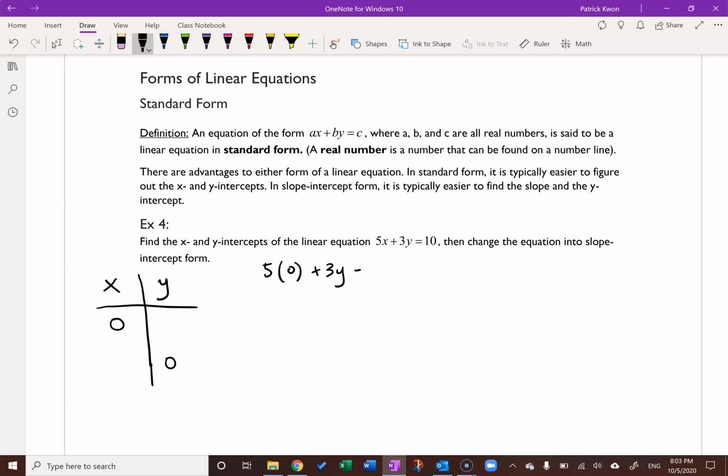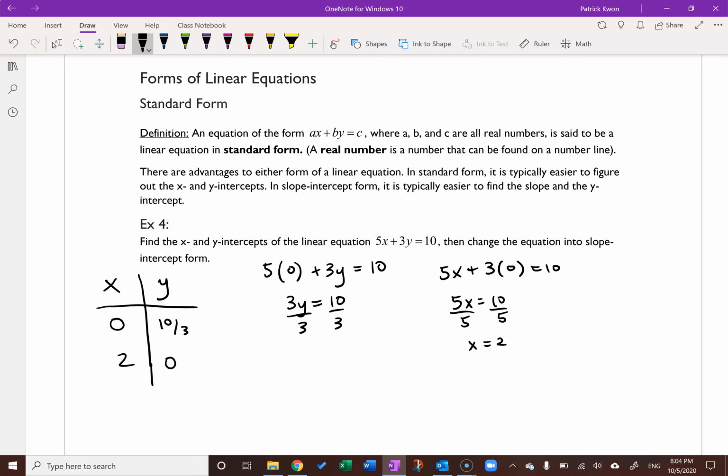So I'm just plugging in 0 into our equation, and 5 times 0 is 0, so we get 3y equals 10. And if I divide both sides by 3, then I get y is equal to 10 thirds, which is 3.333 repeating. Now I want to solve for the x-intercept. So I am going to set y equal to 0. And so I get 5x equals 10. Then if I divide both sides by 5, we get x equals 2.